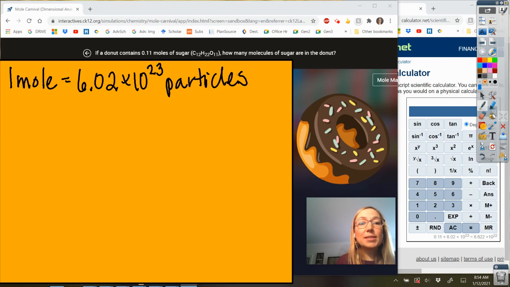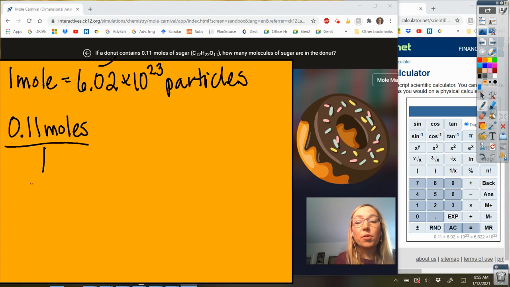So let's look at our problem. It says up here, if a donut contains 0.11 moles of sugar, that's our known. It contains 0.11 moles of sugar. How many molecules of sugar are in the donut? Well, we put our known over 1. 0.11 over 1 is unchanged, still 0.11.